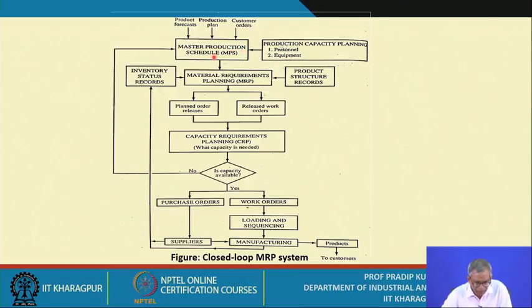Now this master production schedule, MPS, when you prepare it, it depends on the production capacity planning. So the capacity planning for the personnel and capacity planning for the equipment and the facilities, these are the two important issues. And then you go for material requirements planning, that is MRP. So you have the inventory status records and you have the product structure records. Then you have two types of outputs. One is the planned order releases, and you have the released work orders. Is it okay? So this is related to the purchase orders, this is related to the work orders.